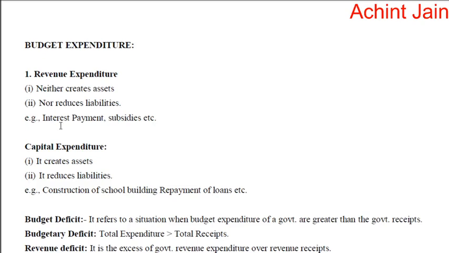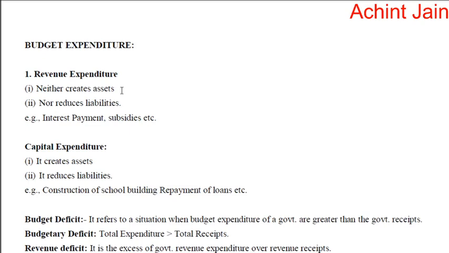These expenditures are incurred for the smooth functioning of government departments and for the day-to-day expenses of the government. For example, if we leave aside interest payments and subsidies, then we have many other examples of revenue expenditure, like salaries, pensions, interest payments, subsidies, grants, etc.